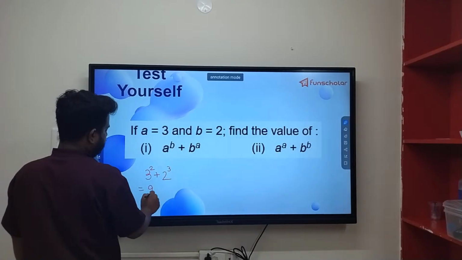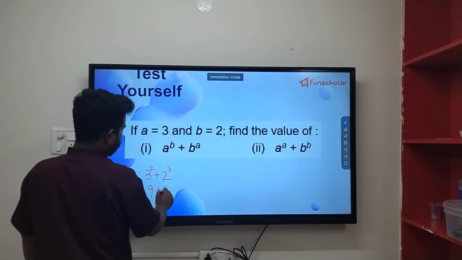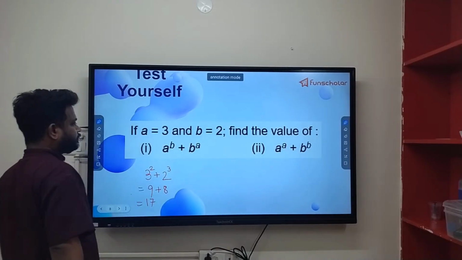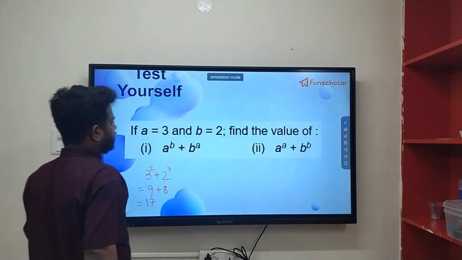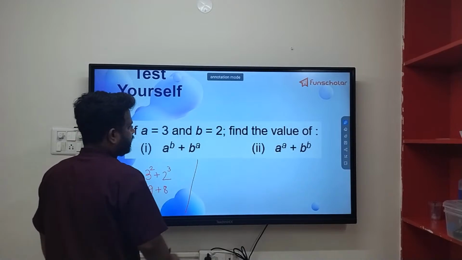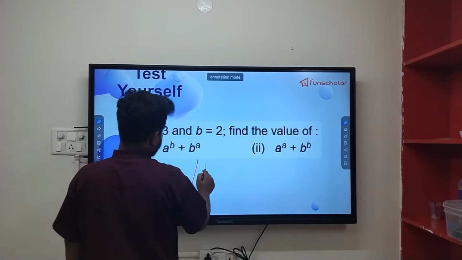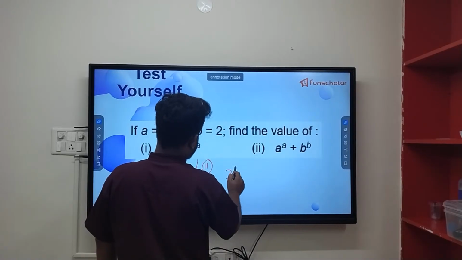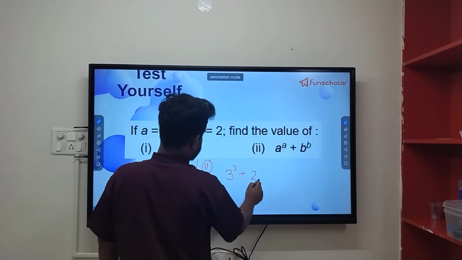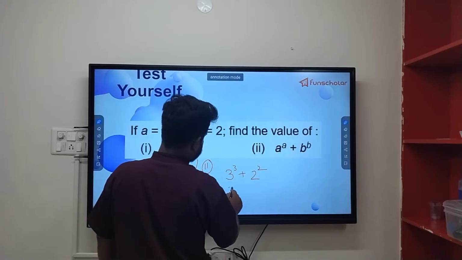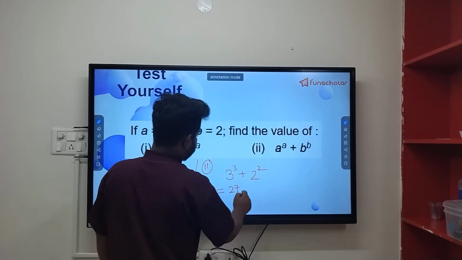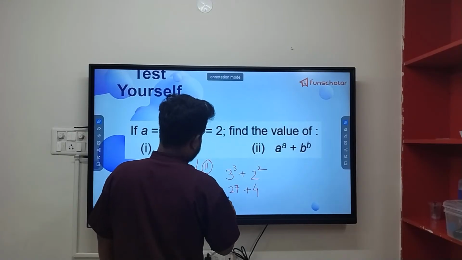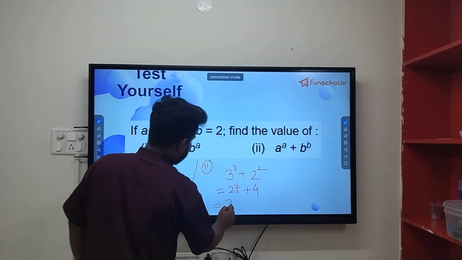Three square will be 9 and 2 to the power cube will be 8. So the answer will be 17. The same goes for these as well. It will be 3 to the power 3 plus 2 to the power 2. So 3 to the power 3 means 27 and 2 to the power 2 means 4. So 27 plus 4 will be 31.